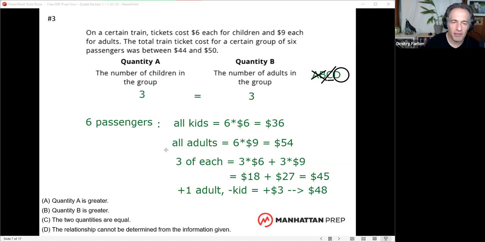Even if I didn't do all this, even if I just stopped where it says all kids are 36 and all adults are 54, and I found the halfway point of that, the halfway point of that is 45. It's a 45 that we find next. And so if I know, hey, it's possible to have a break even there, but I can also shift over to more adults, that would prove D.